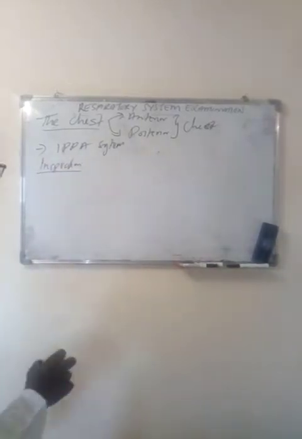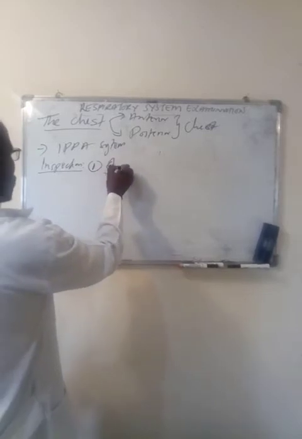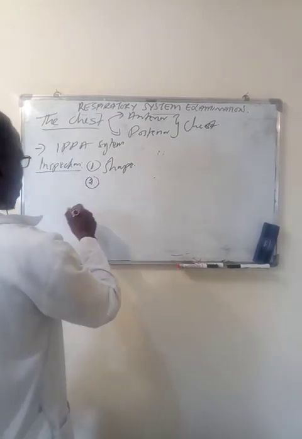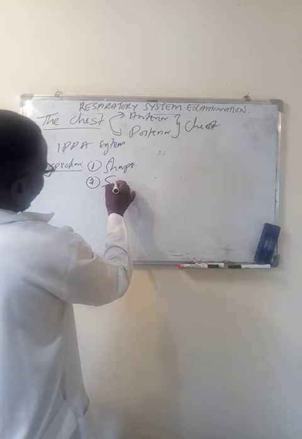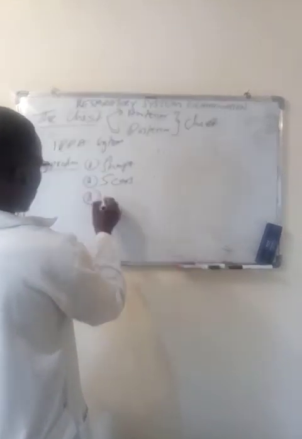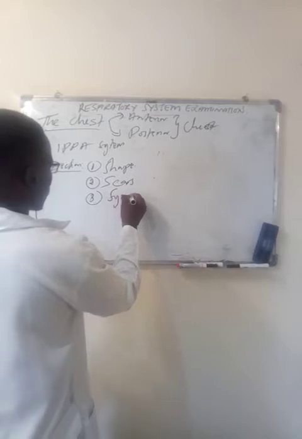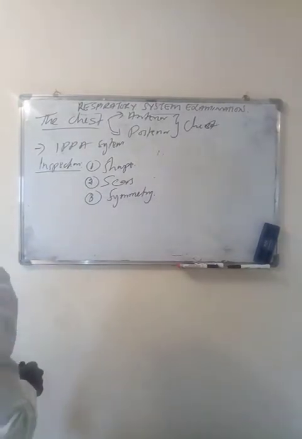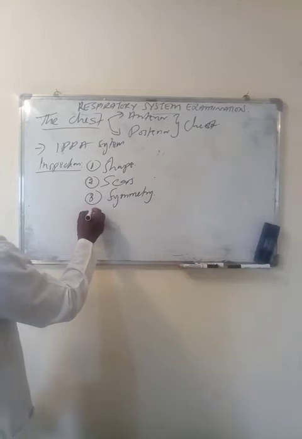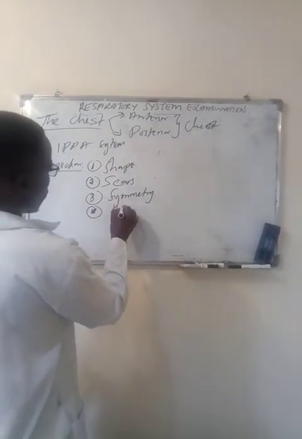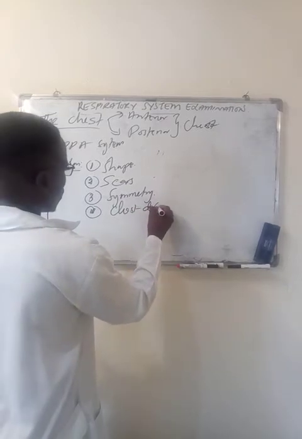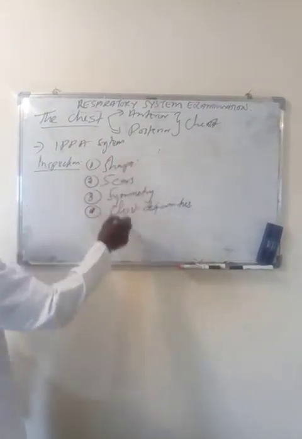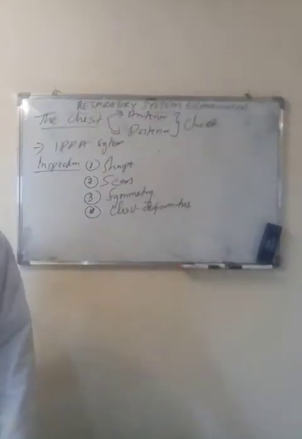On inspection, you can look at things such as the shape. You can look at things such as scars. You can look at things such as symmetry. And what else? Any chest deformities. For example, the shape may probably be under the same chest deformities.